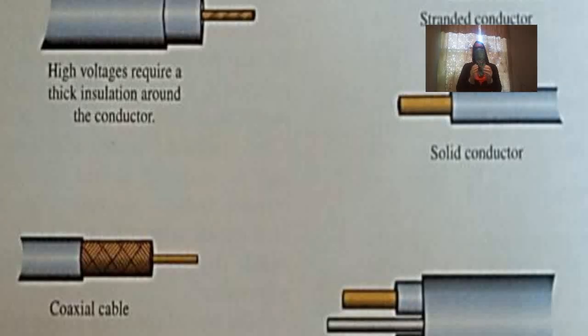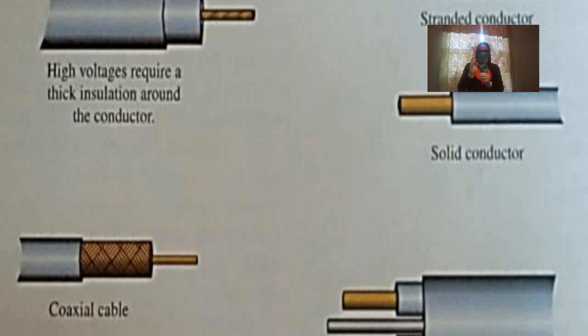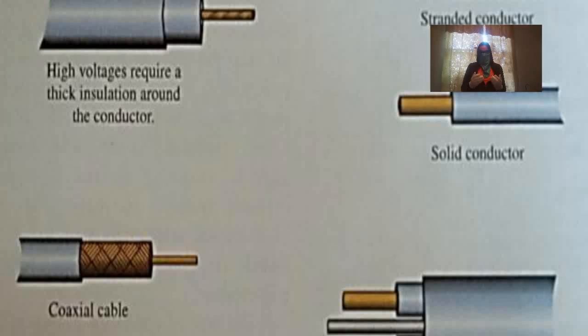Conductor resistance. Even though conductors provide a low resistance path for electron flow, they still have some resistance. This resistance must be considered when long distances are involved. There are 4 factors directly related to the resistance of conductors.